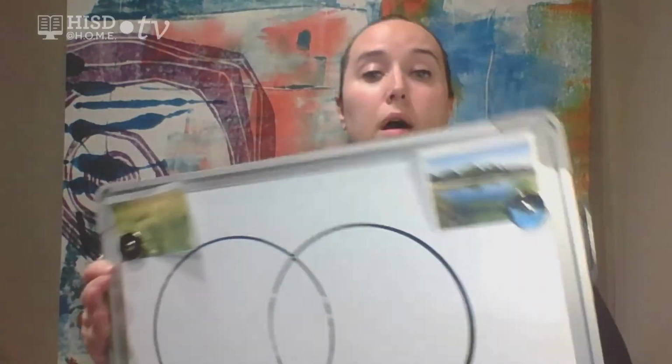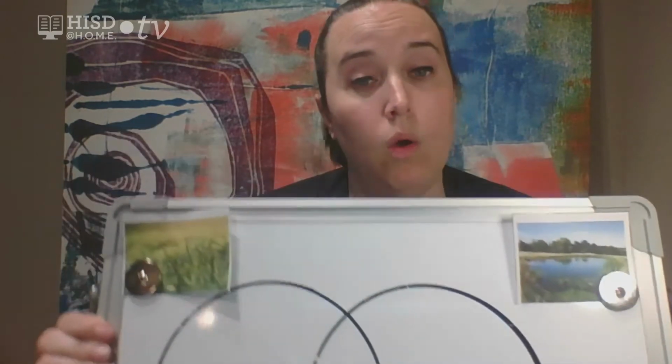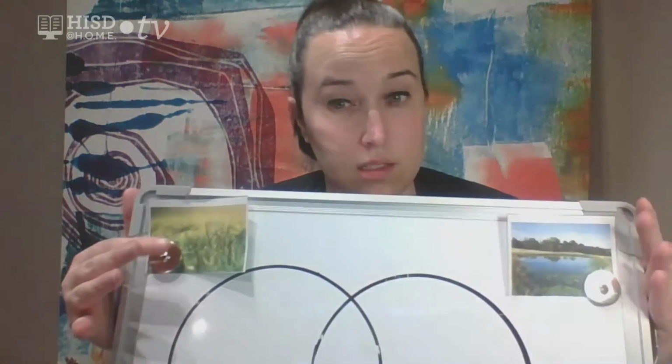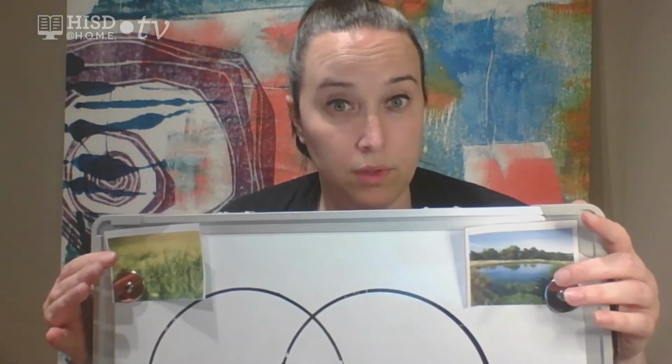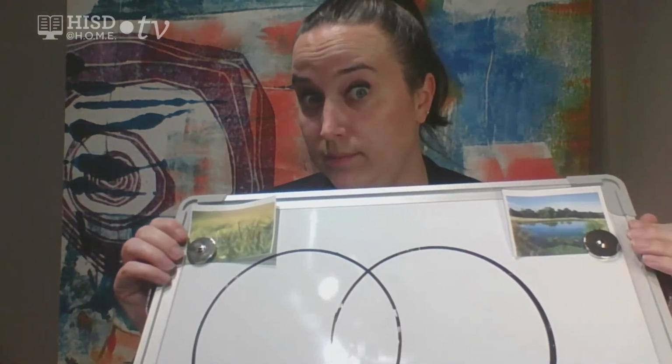So I have a picture of grass, like the land, and then I have a picture of a pond, like the water, right? So we want to know, where do the animals move around? Do they walk on the grass, on the land, or do they swim in the water? Or maybe it's a little bit of both, right? Okay. So let's go ahead and talk about those animals.